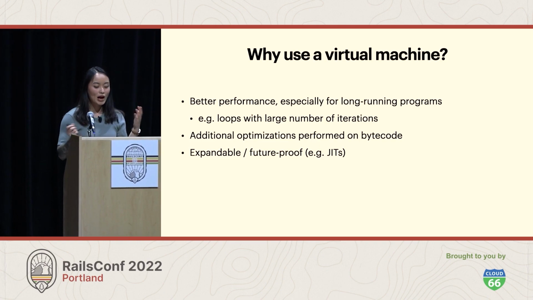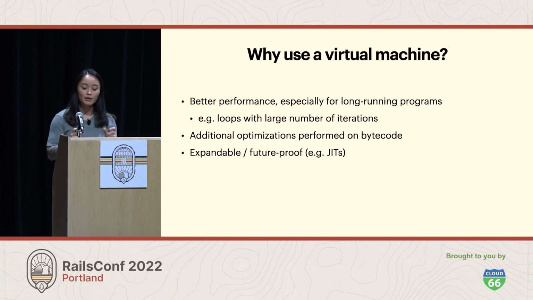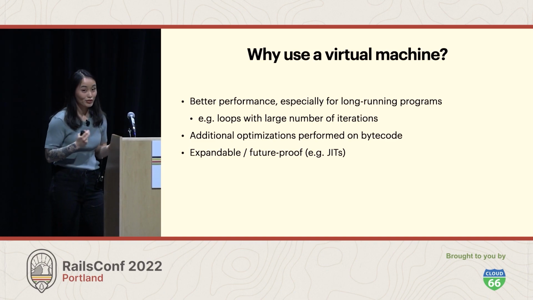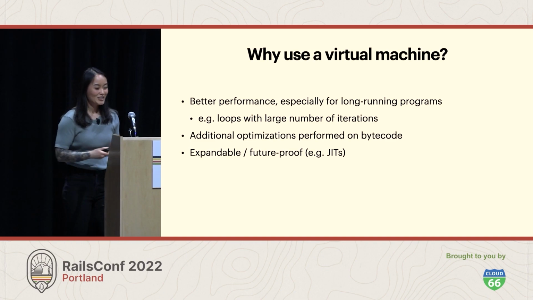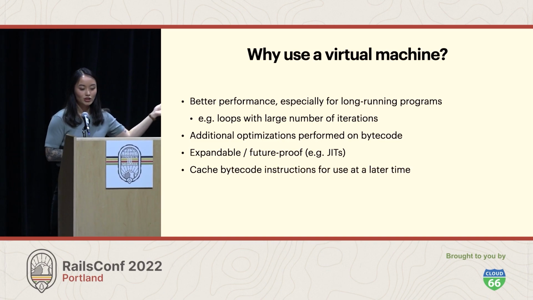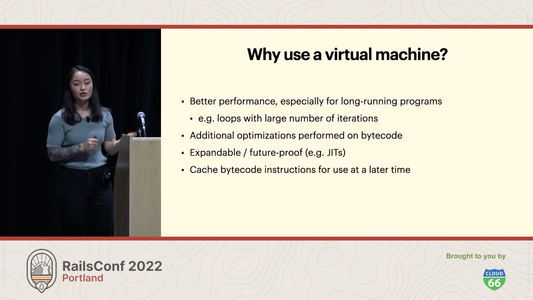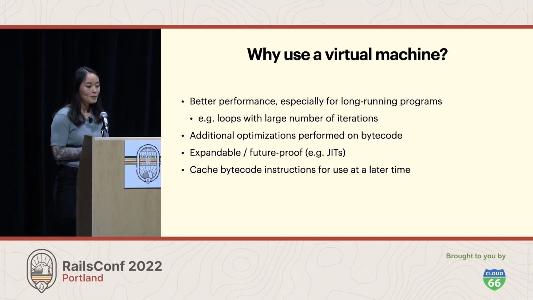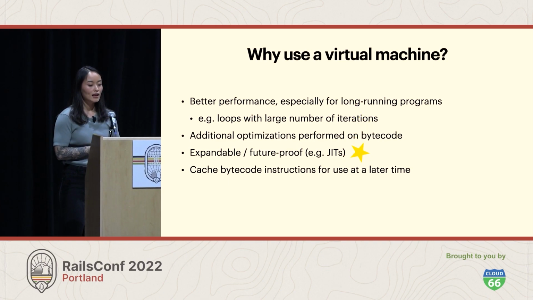And lastly, remember how I mentioned that the same source code will always be compiled to the same bytecode? And we know what to do when there's data that can be reused. We cache it. So what we can do is cache the bytecode instructions to be used at a later time. And I'll also talk about that in just a second. So the first thing is JITs.